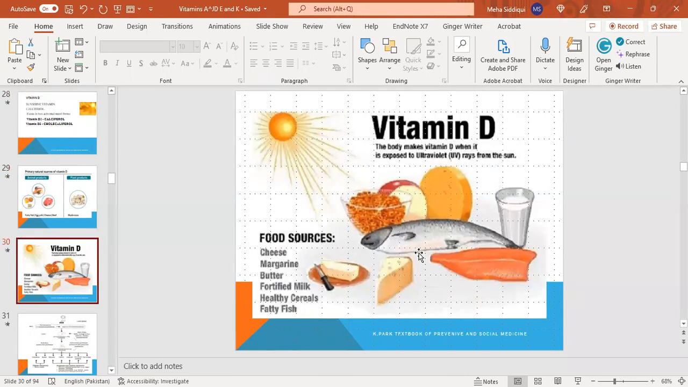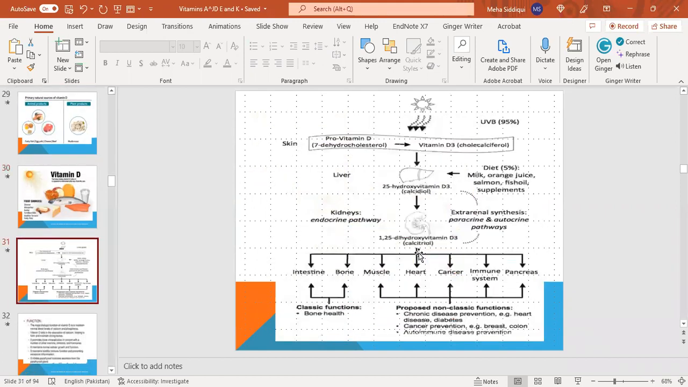So the body makes vitamin D when it is exposed to UV rays from the sun. Other food sources are cheese, margarine, butter, fortified milk, healthy cereals, and fatty fish.